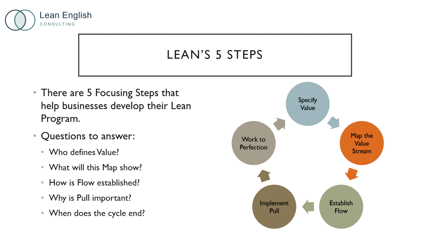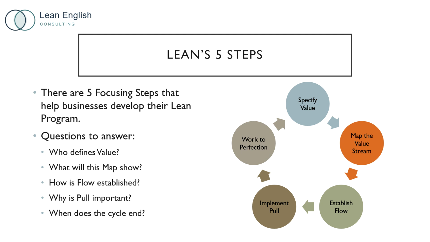Lean companies are always seeking perfection. Each solution has its own limitations, and there is always room for improvement. After one problem is solved, it is time to solve the next problem. This is why lean companies become so efficient.